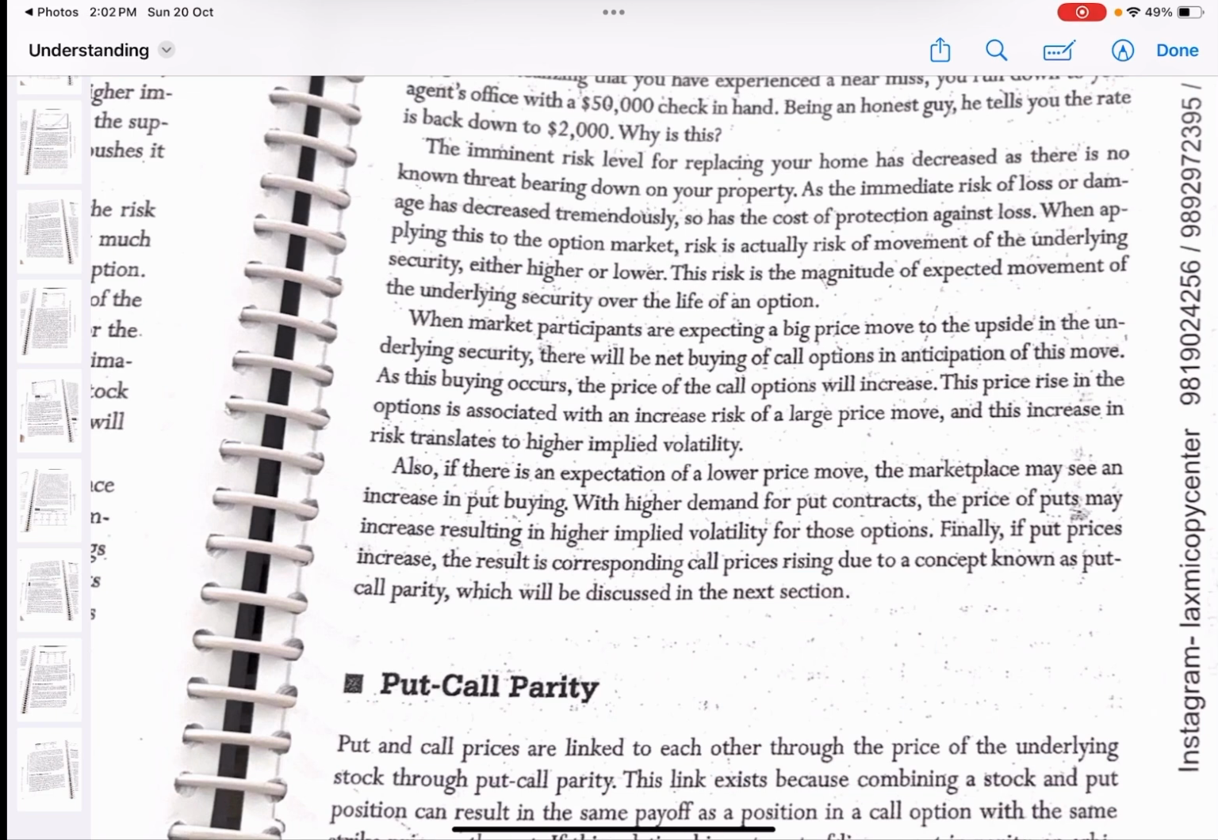Hope you got it. Now let's take another case where there's an expectation of a lower price move. In that case, people will start buying puts. With higher demand for put contracts, the price of puts may increase, resulting in higher IV for the put options. So finally, if put prices increase, the result is corresponding call prices rising due to a concept which is known as put call parity. Let's talk about that in this section.